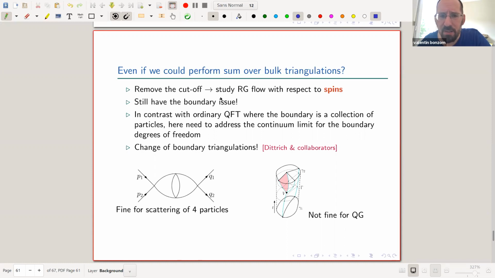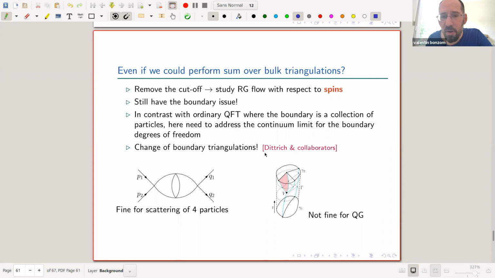We also have the boundary issue that I told you about, because basically, look at those pictures. Here it's a Feynman graph for the scattering of 4 particles with some fixed momentum. It's perfectly fine in particle physics, because you might want to study the scattering of 4 particles. But if you look at the similar picture that I showed you at the very beginning of the lecture, where you have 2 spin networks and a spin foam between them, I don't think it's fine for quantum gravity, because this does not represent any quantum metric. It's very degenerate, as we say.